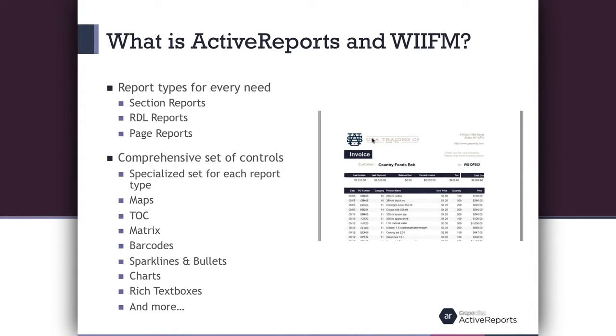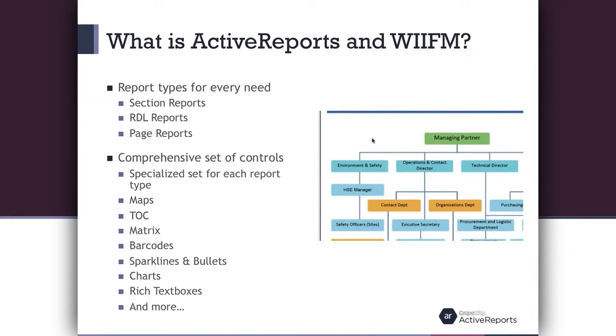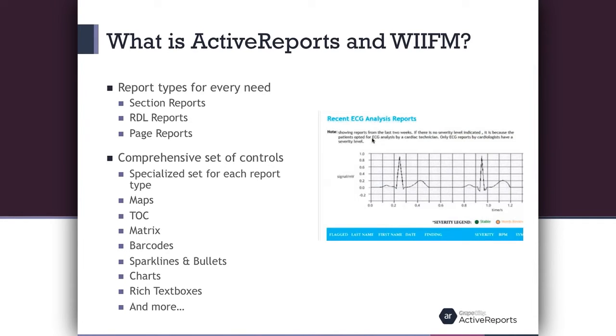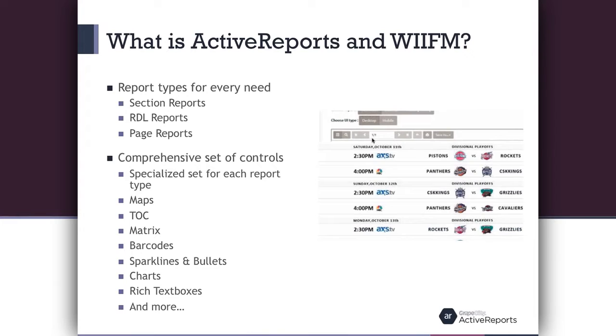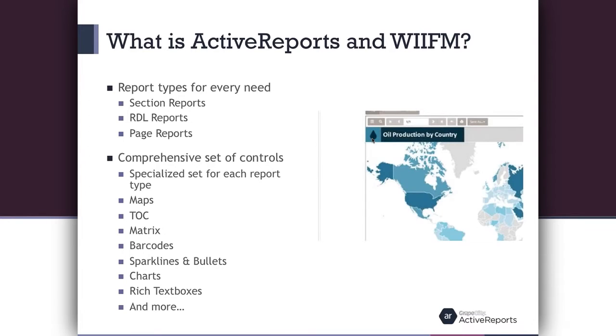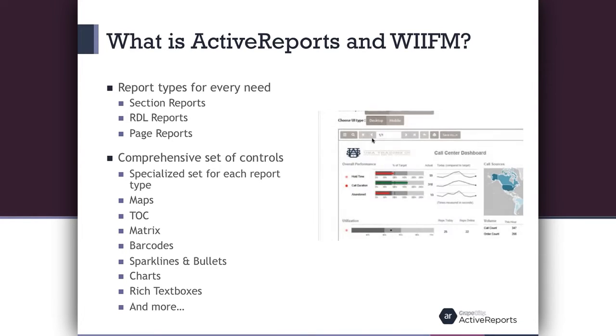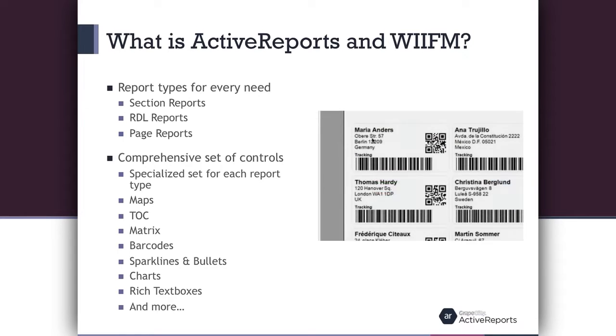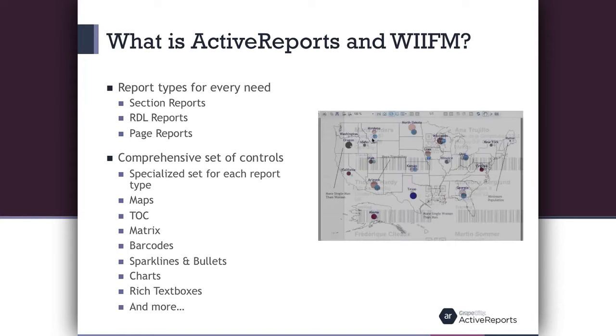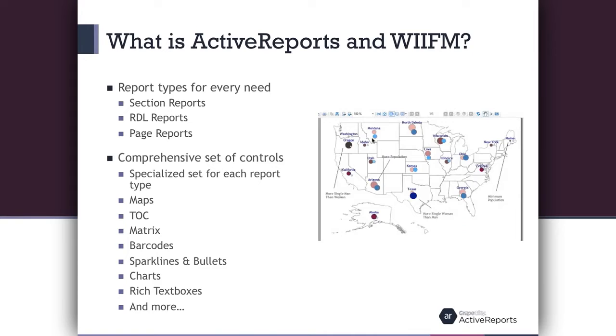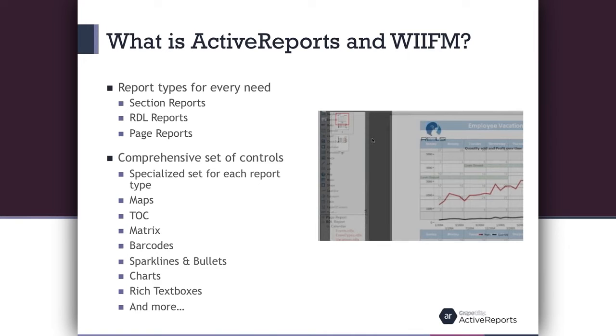ActiveReports also has different report types for your needs. So, section reports, everybody knows. I mean, there are sections: a detailed section, a page header, a report header, a page footer and a report footer, and you can add group sections. Those are the traditional reports. They're very powerful. You can use a lot of sub-reports and all.